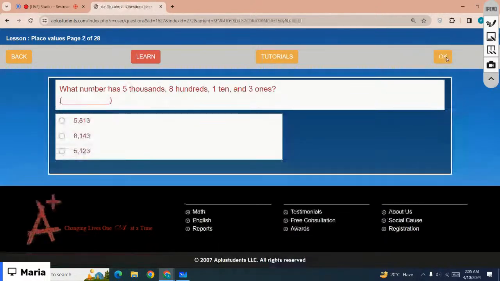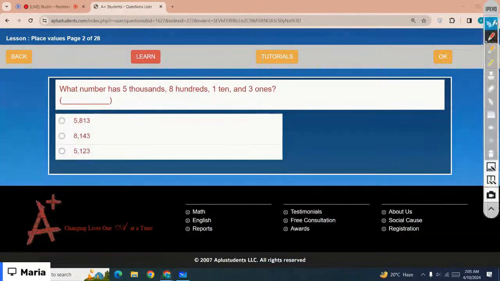What number has 5,000s, 800s, 10s, and 3 ones, right? So you have to see 5,000s, 5 is at the thousands place, 800s, 8 is at the hundreds place, 1 is at the tens place and 3 is at the ones. So together they make the number 5813, which is the correct option.